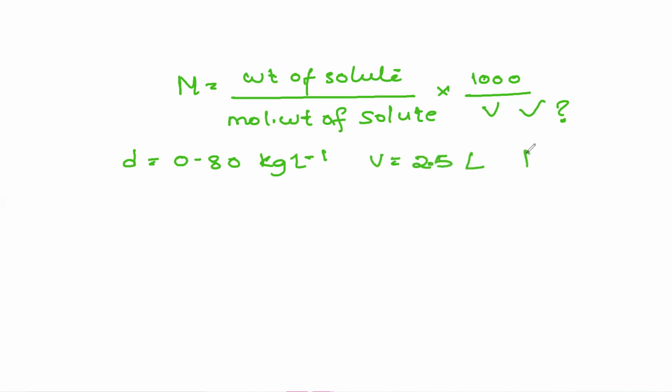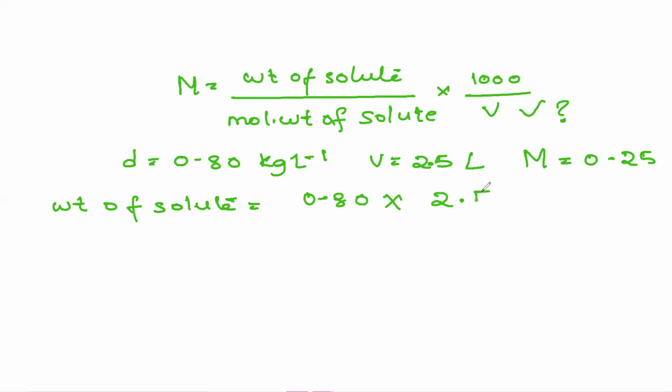Straight away we can write mass, that is weight of solute, that is methanol, is equal to density, 0.80, into 2.5. Doing the calculation, 0.80 into 2.5 is equal to 2. So the weight of solute is equal to 2 grams.